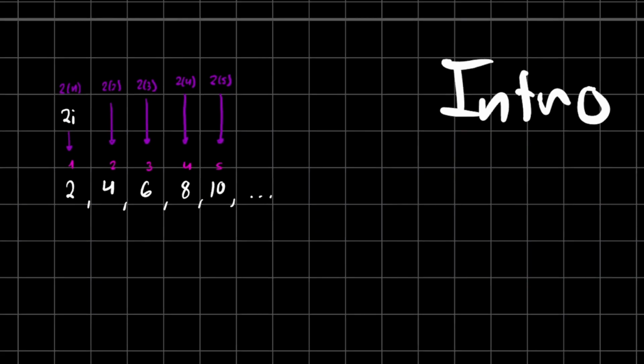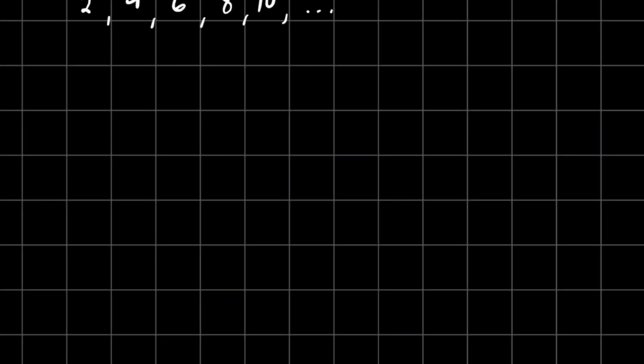Now, we have two types of sequences. We have geometrical, right here, and arithmetic. What do these entail?